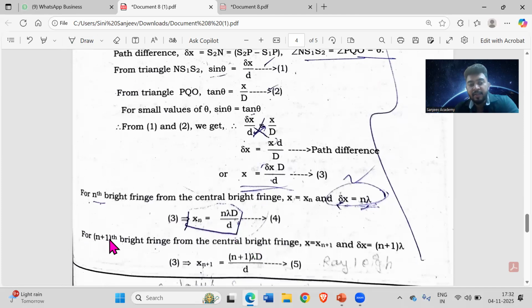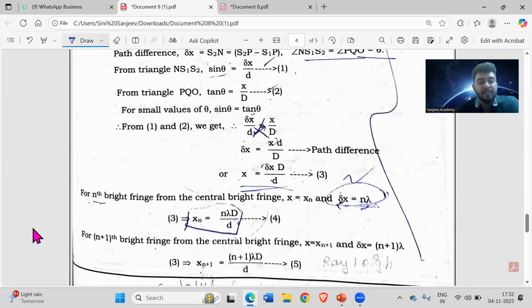Then for the n plus 1. So as I told you, what is fringe width? The distance between the two consecutive dark or bright fringes. For example, the first fringe is this one, the dark fringe. The second fringe is this one. The distance between two consecutive bright or dark fringes is called what?